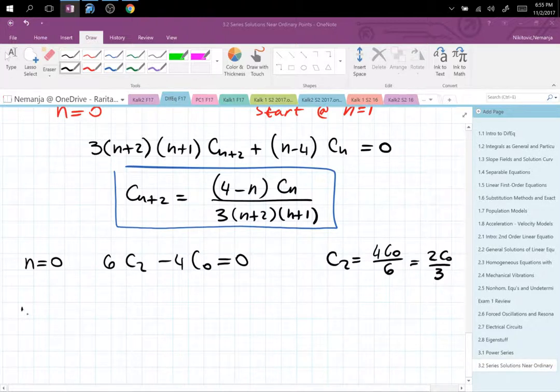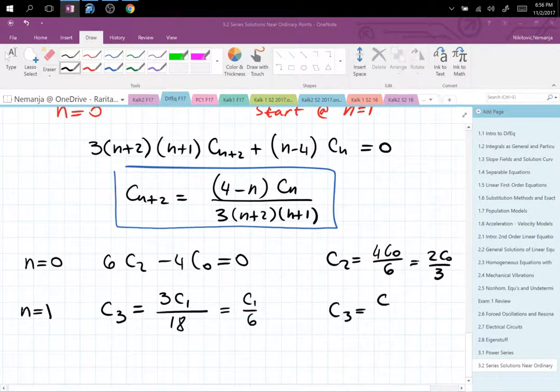So what is n equals 1? N equals 1, we get c3 is equal to, and now we compute, 3c1 divided by, plug in 1 everywhere, so that's 3 times 3 is 9 times 2 is 18. So we have 3c1 over 18, so that's c1 over 6, right? So c3 is c1 over 6. N equals 2. It's just messy.